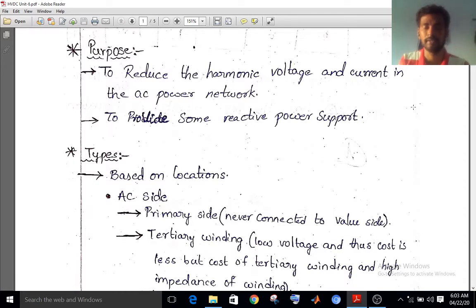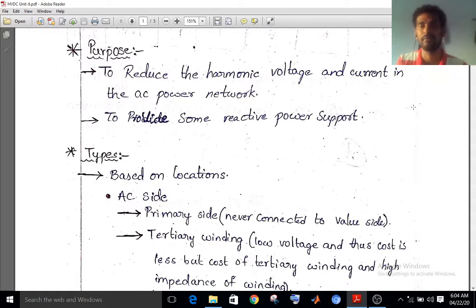On the AC side, we connect the filter on the transformer primary winding side, not on the valve side. Why? Because of the configuration, if we consider a 12 pulse converter, the primary windings of the transformer of one 6 pulse bridge may be star star, and the second 6 pulse bridge may be star delta. Because of this configuration, some of the harmonics will be eliminated.